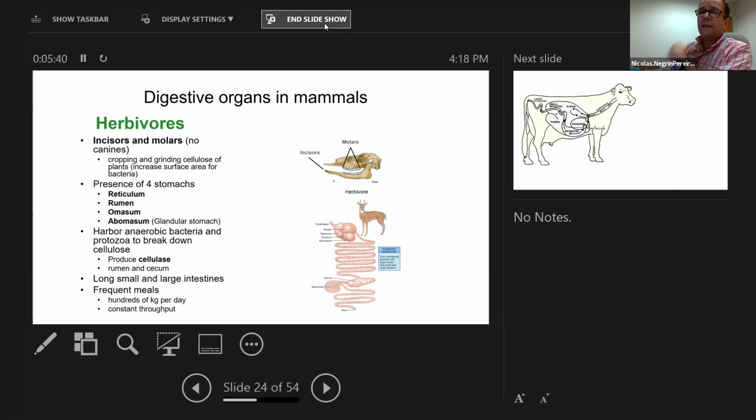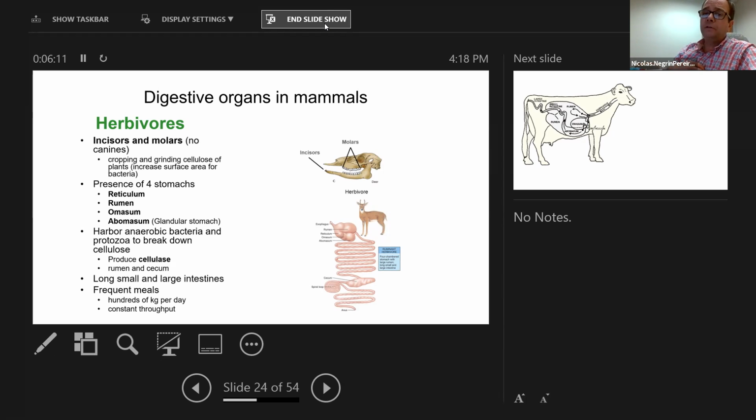And ruminants are characterized by taking frequent meals, normally hundreds of kilograms per day of wet matter or as fed. And there is always a constant throughput in the digestive tract. That is part of the physiology of the animal. And also, the other thing I wanted to refer briefly here is that ruminants are able to perform rumination, which is a process where they actually perform a controlled vomiting.